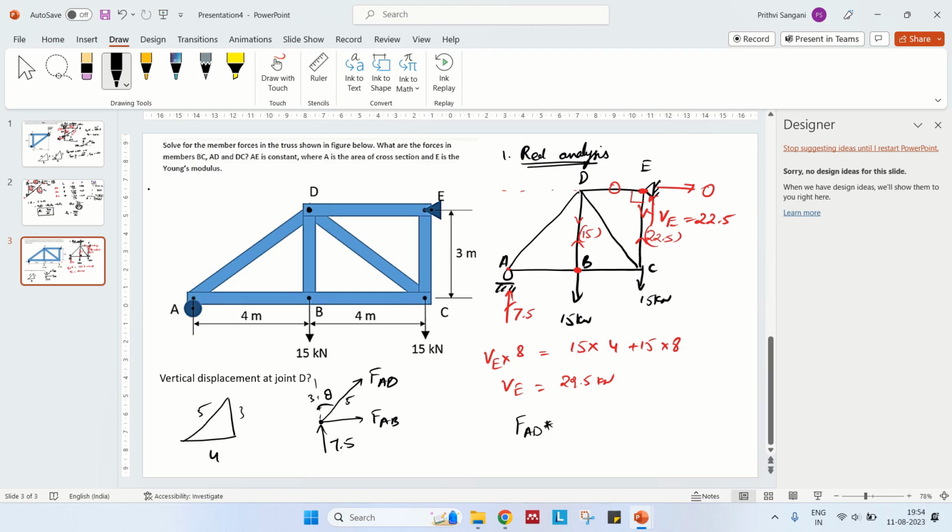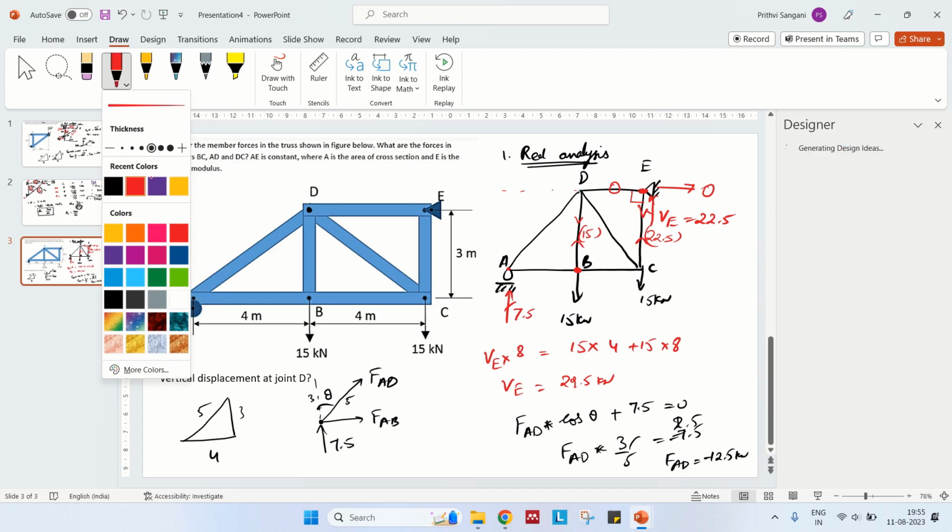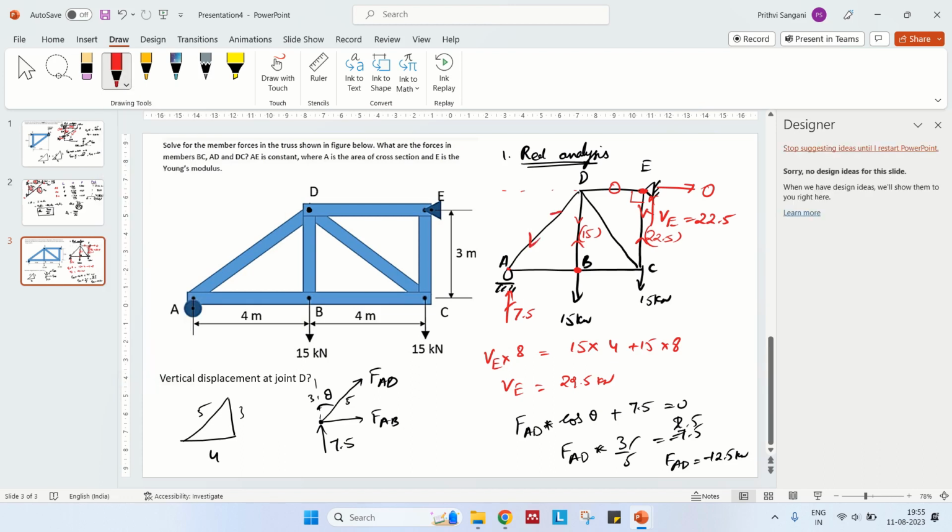FAD times cos theta plus 7.5 is 0. That means FAD times, what is cos theta here? 3 by 5. FAD is minus 7.5 divided by 3 by 5, which is minus 12.5 kilonewtons. So let us mark it up. FAD is minus 12.5, that is 12.5 in compression.